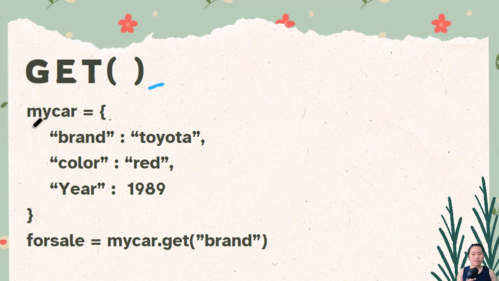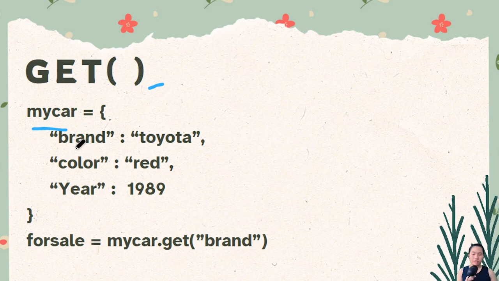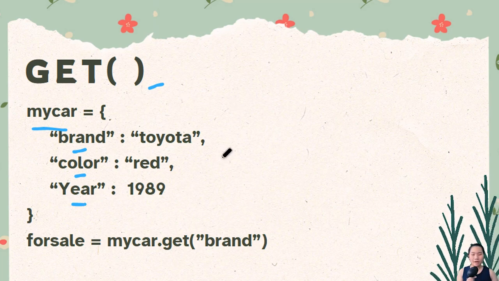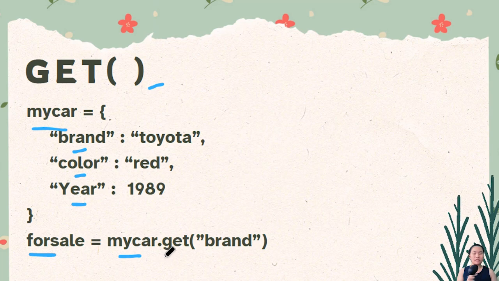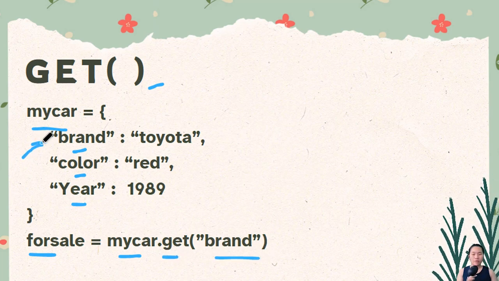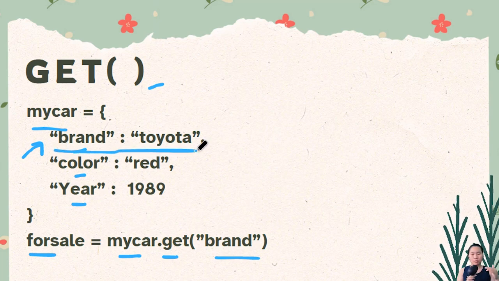Now, I have a dictionary over here named my car. There are 3 keys and 3 values correspondingly. The first key is brand, second key is color, third key is year, okay? And they all have their own values. Now, I have another variable called for sale equals to my car dot get brand, okay? So I'm referencing the brand key over here, and this is what Python is going to work with.